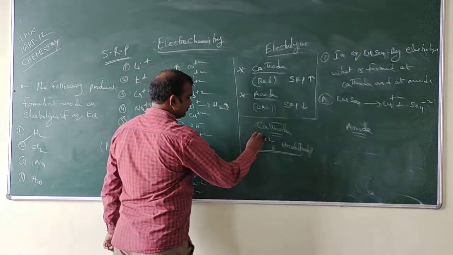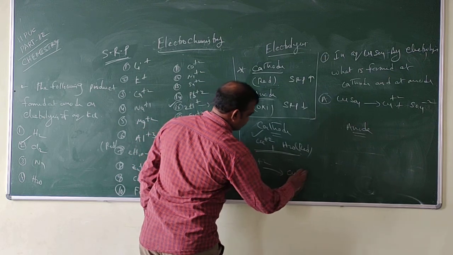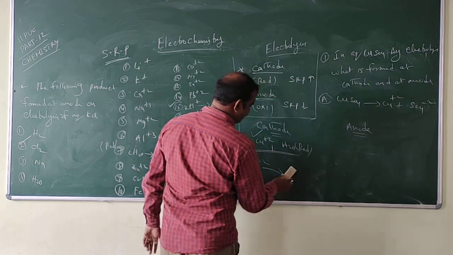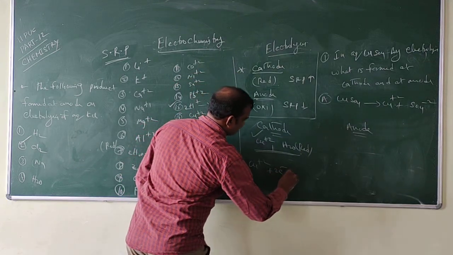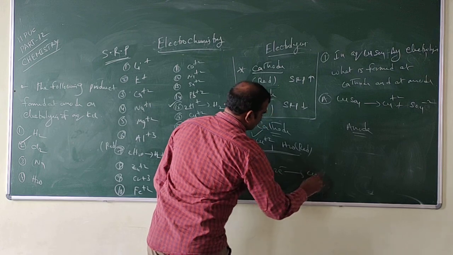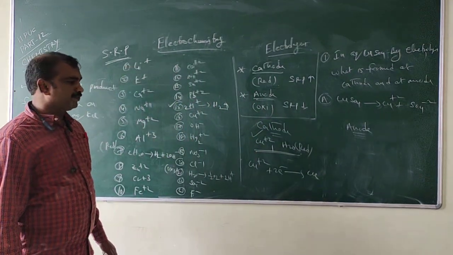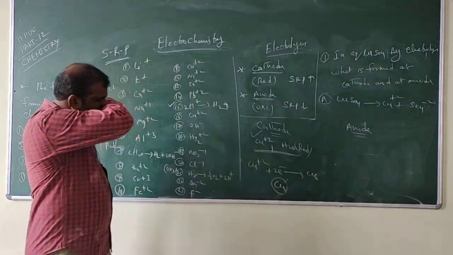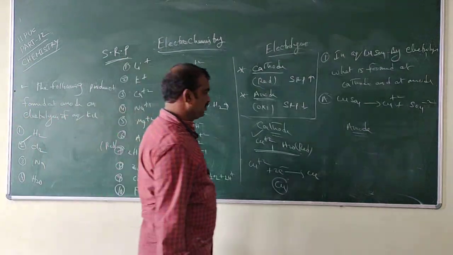So we consider this one. Cu2+ plus 2 electrons gives rise to Cu, because reduction takes place. So which product is formed here? Cu is formed.